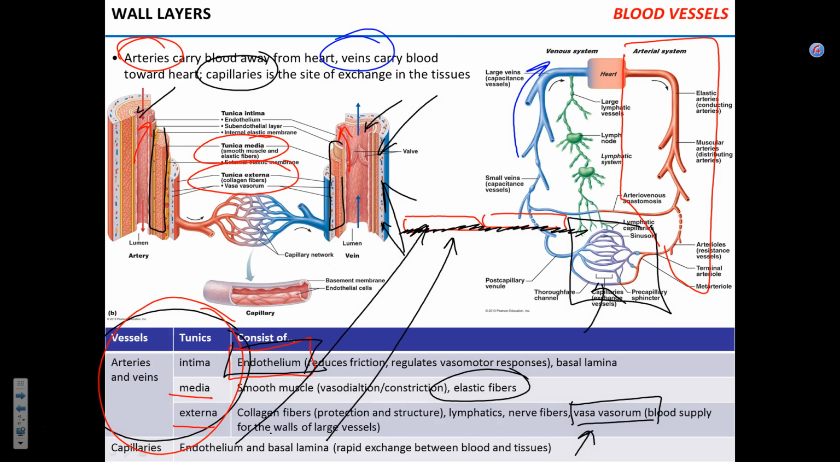And since they don't have smooth muscles, what they cannot do, yes, they can stretch a very limited amount, but they cannot contract and dilate. They cannot constrict. Does that make sense? They cannot dilate either. So their diameter is pretty much fixed.